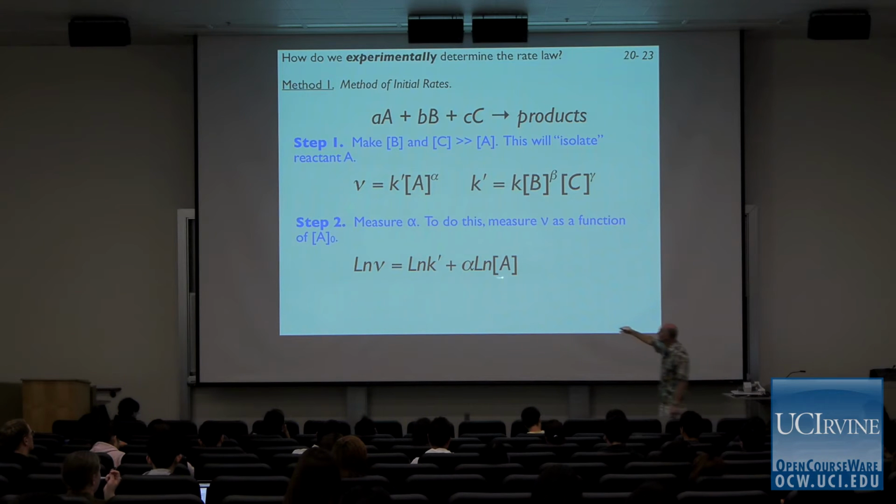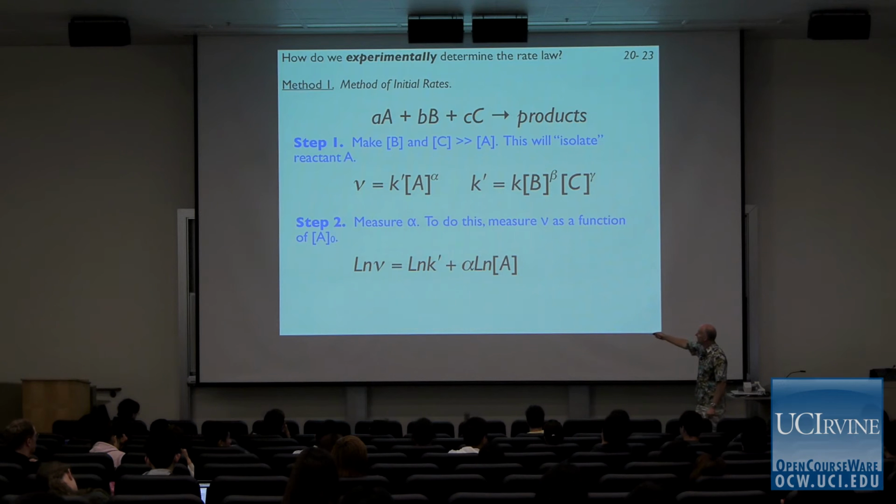And so all I'm going to do is change the concentration of A. Instead of using 1 millimolar, I'm going to use 2 millimolar and 3 millimolar and 4 millimolar. All of those concentrations are still small compared to 1 molar B and C, right? So I've still isolated A, presumably.